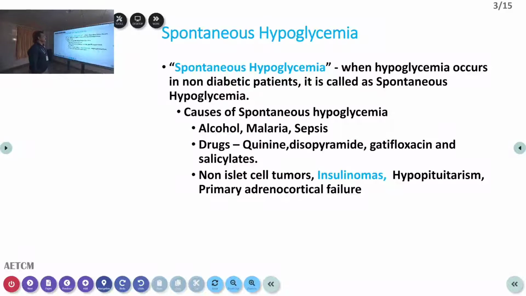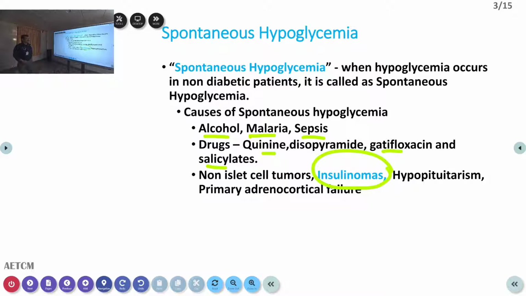Spontaneous hypoglycemia means the patient is not on any insulin, not on any oral hypoglycemic agents like gliclazide, glibenclamide, all these things. If the patient develops hypoglycemia, there are multiple reasons for that. Patient may be on alcohol, malaria, sepsis, quinine, that's an antimalarial drug, gatifloxacin, nowadays we are not using this drug, salicylate, and insulinoma. One of the most important causes for spontaneous hypoglycemia.